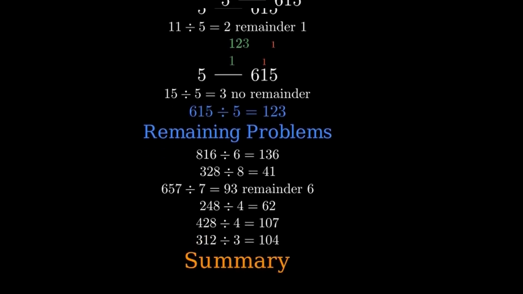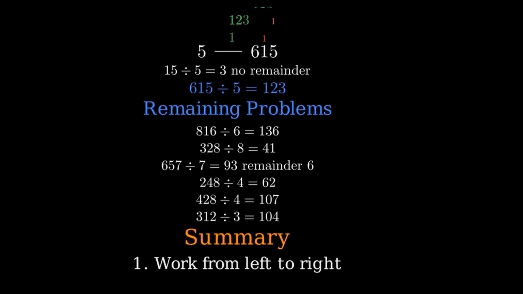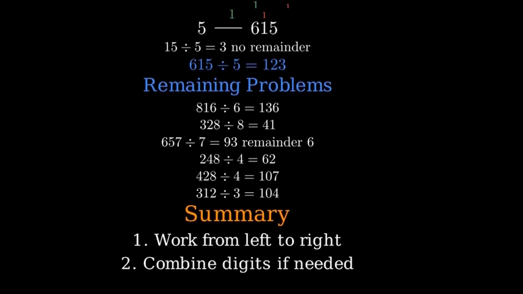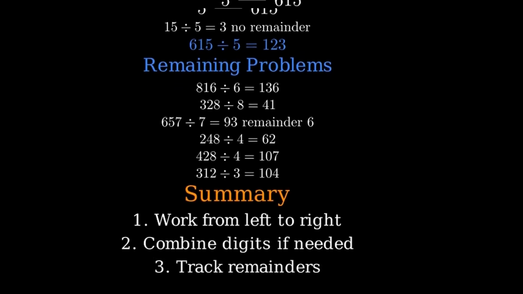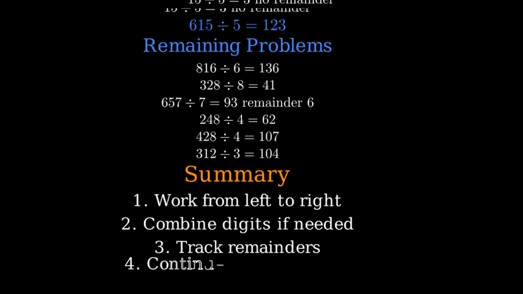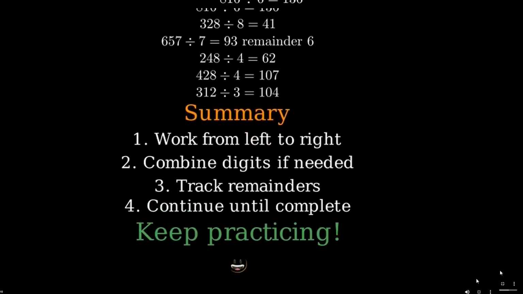Let's summarize what we've learned today about short division. First, when dividing a three-digit number, we work from left to right. Second, if a digit is smaller than the divisor, we combine it with the next digit to form a larger number. Third, we write any remainders above the next digit or as a remainder in our final answer. And fourth, we continue this process until we've divided all digits of the dividend. Keep practicing short division, and soon you'll be able to divide quickly and accurately.